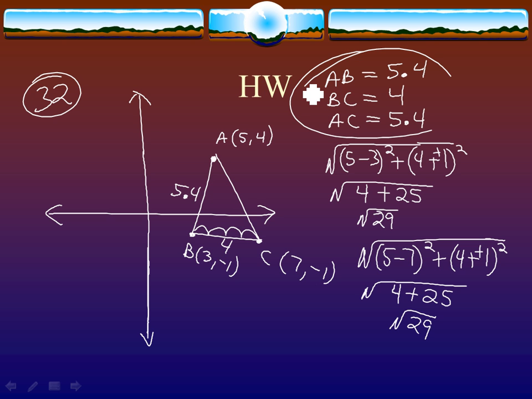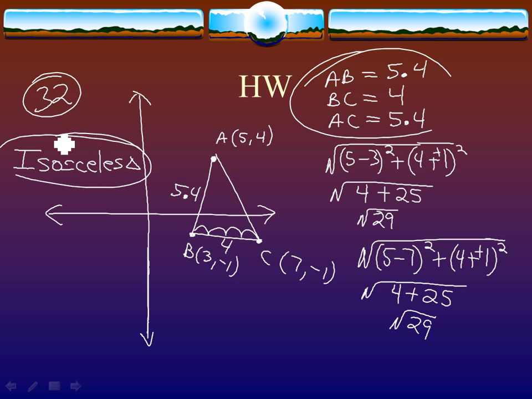They wanted us to name this triangle, so you guys are telling me what kind is it? Isosceles triangle. It's an isosceles triangle. Gotta be able to set up equations, do distance formula, all that stuff.